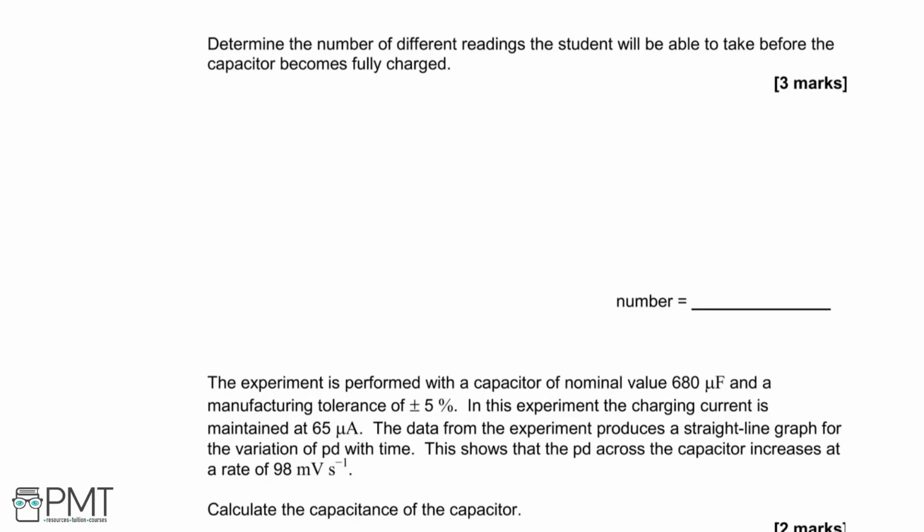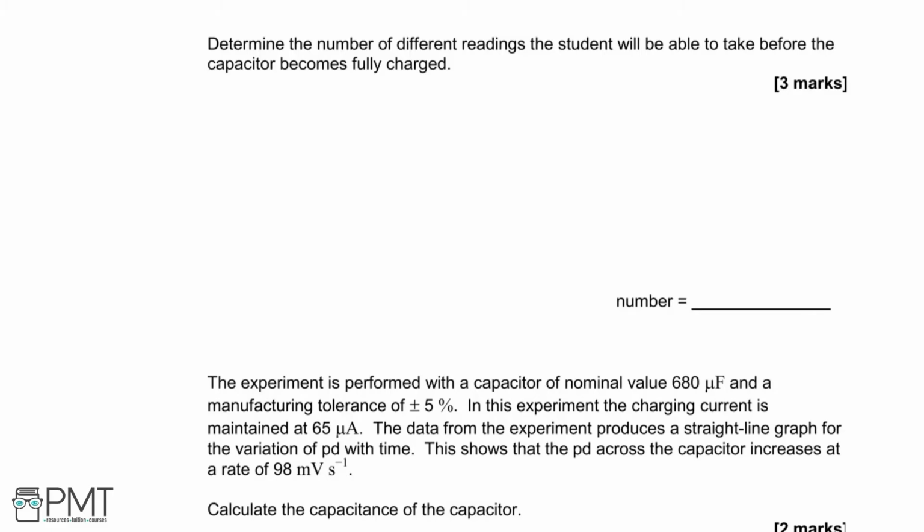Determine the number of different readings the student will be able to take before the capacitor becomes fully charged. And to work this question out, we've got the charge that the capacitor can store, and we work that out using the capacitance. We'll do that in a second. And we're given a current as well, which is just the current that we calculated before. And what we can do is use that to calculate a time. Now, bear in mind that there's going to be a reading taken every 10 seconds. So what we can do is divide that total charge time by the time taken for one recording, and that will give us the number of recordings.